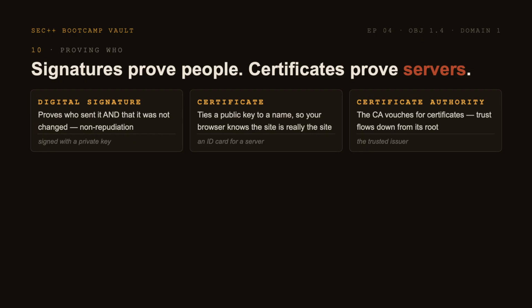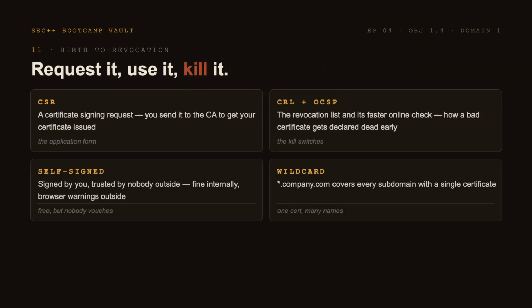The certificate lifecycle. It starts with a CSR, a certificate signing request. That is the application form you send to the certificate authority. If a certificate gets compromised before it expires, it gets revoked, and there are two ways the world finds out. The CRL, a downloadable revocation list, and OCSP, the faster online check.